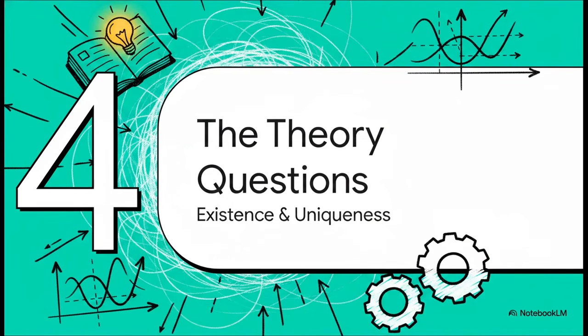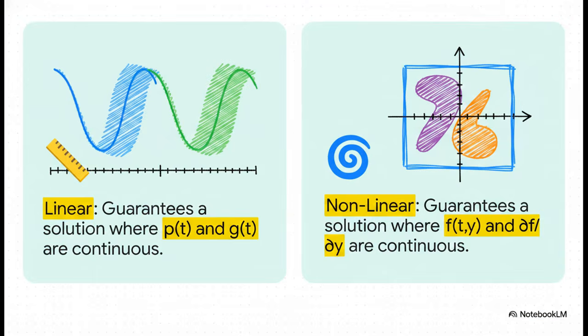Okay, let's move on to what I like to call the easy point section. These are the theory questions, and they almost always come down to the existence and uniqueness theorems. If you just know the conditions for the two main theorems, you can answer these questions fast and grab some points. Now, this slide is all about the key distinction you have to make. There are two different theorems, and you cannot mix them up.